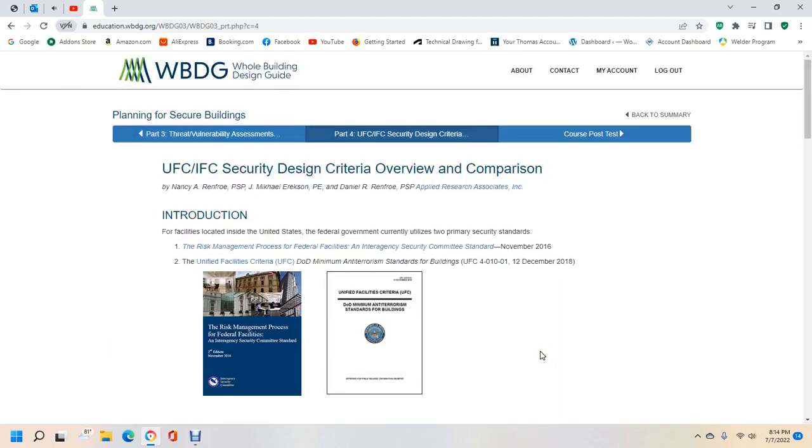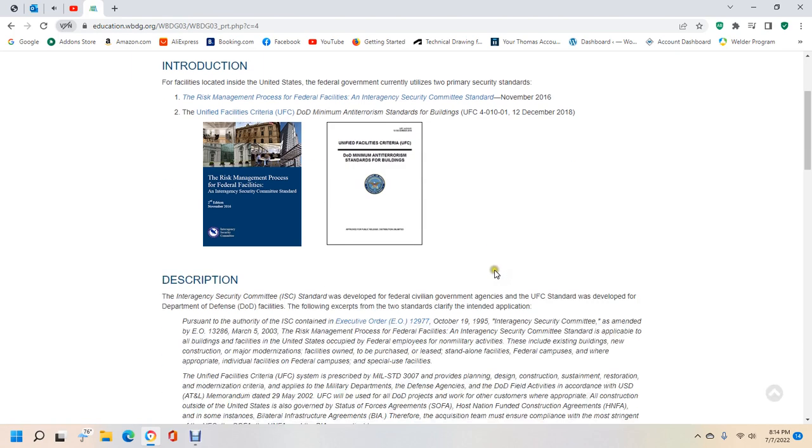Alright, Unified Facilities Criteria, or UFC, and Security Design Criteria Overview and Comparison. Introduction: for facilities located in the United States, the federal government currently utilizes two primary standards: the Risk Management Process for Federal Facilities, Interagency Security Committee Standard, November 2007-16, and the Unified Facilities Criteria DoD Minimum Anti-Terrorism Standards for Buildings.